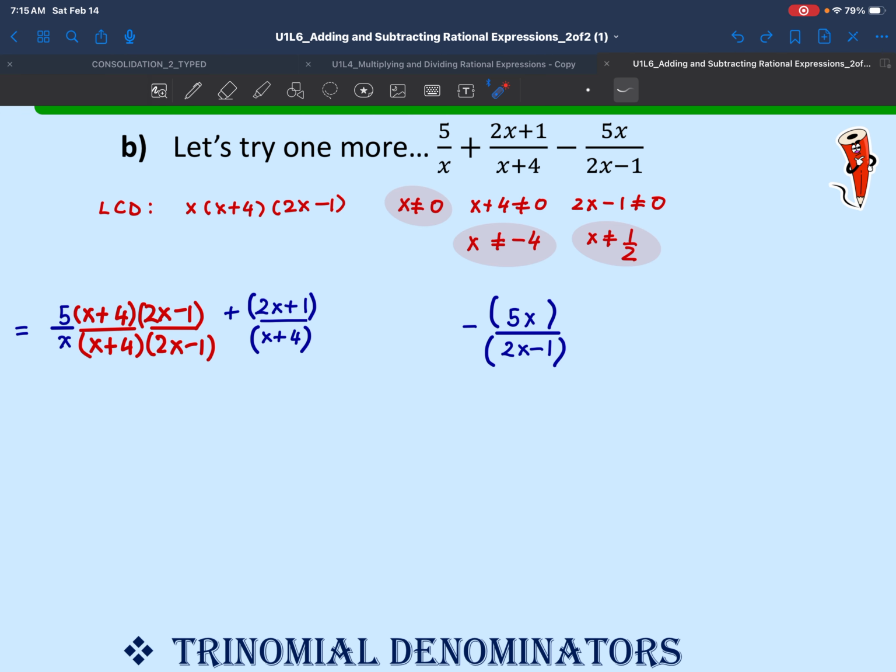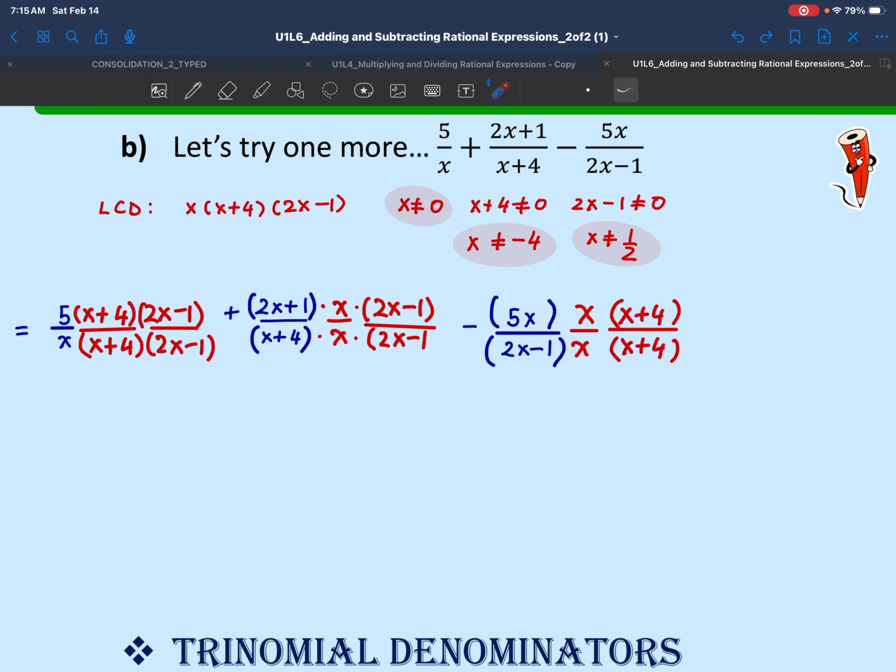Vice versa, here we have x plus 4, so we are missing x and 2x minus 1, so we're multiplying by x over x and 2x minus 1 over 2x minus 1. Lastly, we have 5x over 2x minus 1, so in this case we have 2x minus 1, we're missing x plus 4 and x, so we're multiplying both numerator and denominator by x and by x plus 4.